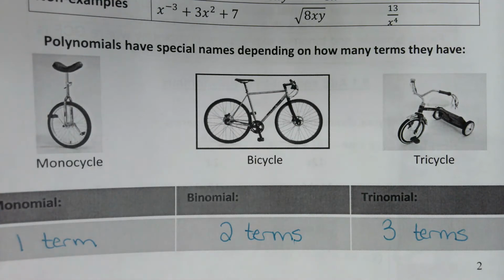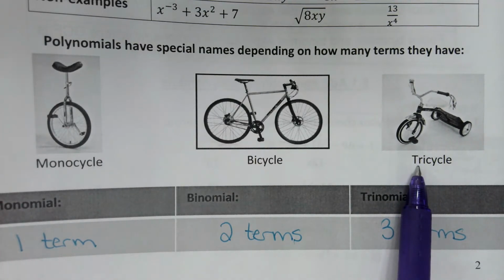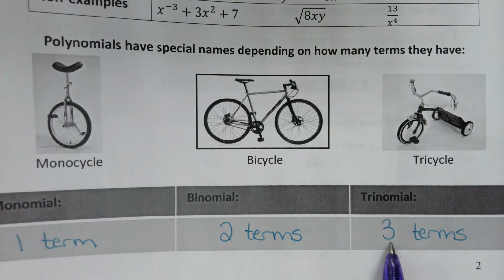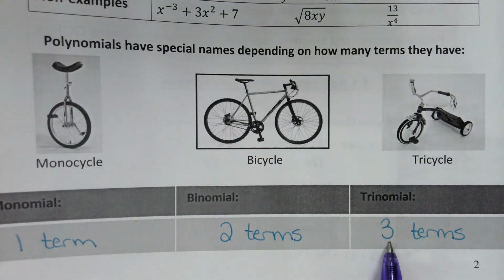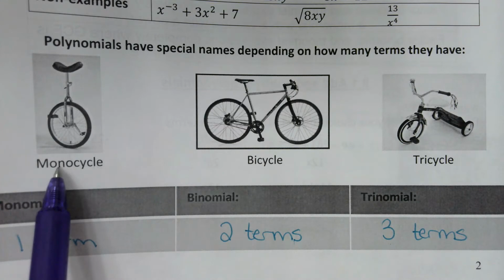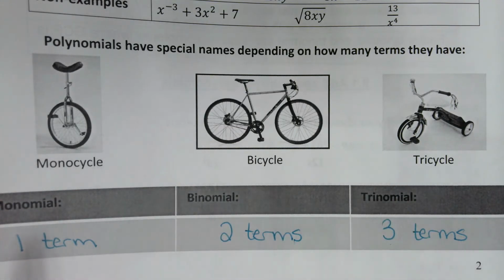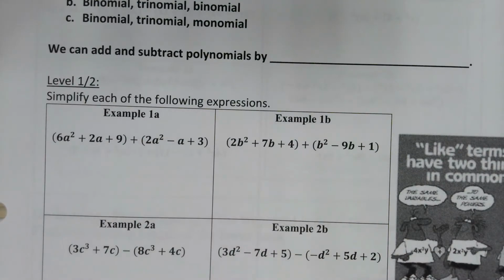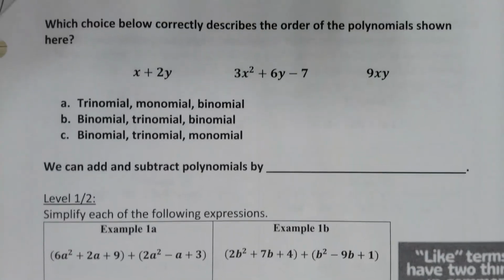A bicycle has two wheels. A binomial has two terms. Then we have a tricycle that has three wheels, and a trinomial then would have three terms. So remembering mono, bi, and tri can help me remember there are 1, 2, and 3 terms in a monomial, binomial, and trinomial. Let's go ahead and take a look at an example with those.